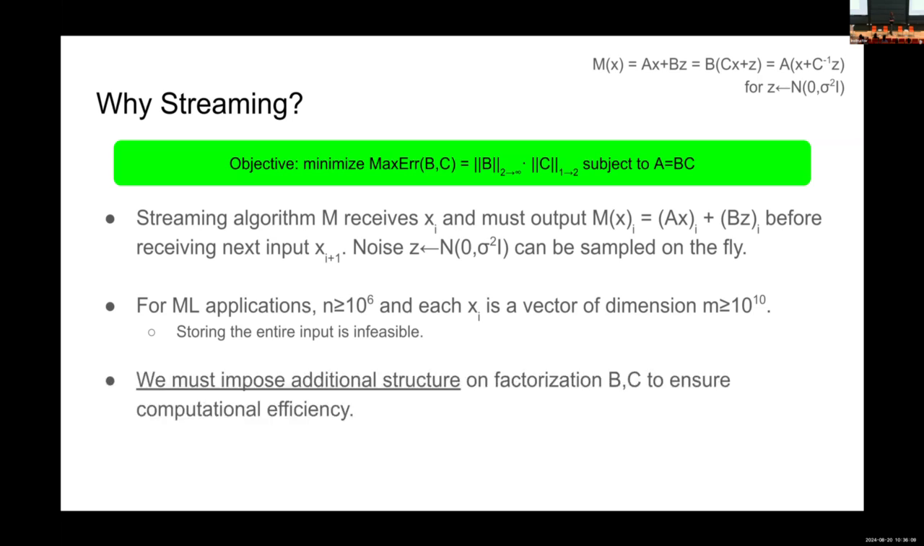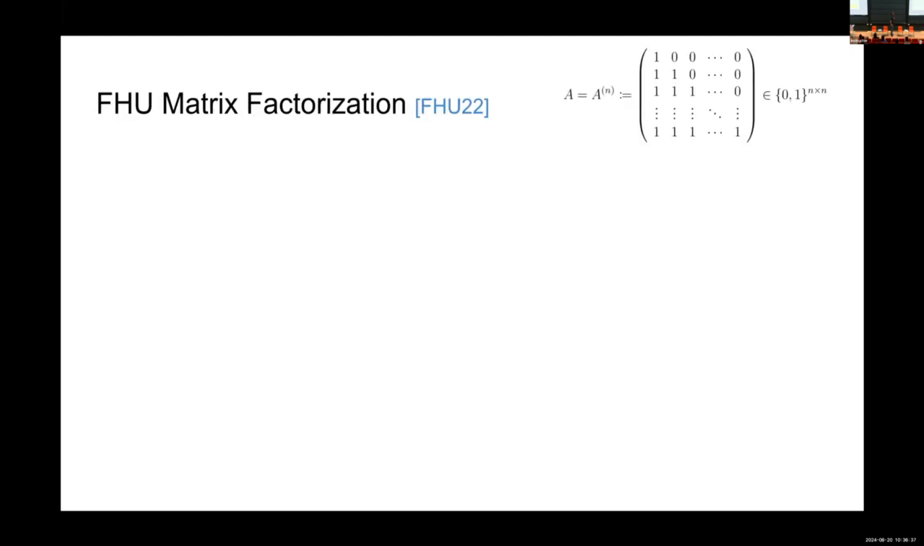Now, I've written up the optimization problem. We're going to have to add some additional constraints to those factors B and C to ensure that we can do this efficiently in the streaming setting. Now, the binary tree mechanism, basically what it does is it comes up with a factorization that is sparse. So if you write it out, the matrices are mostly zeros with a couple of ones, and that is what makes them efficient. We're going to come up with a different structure than that. Okay, so let me tell you what the FHU factorization is.